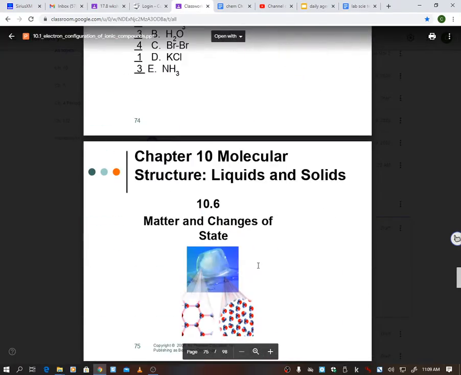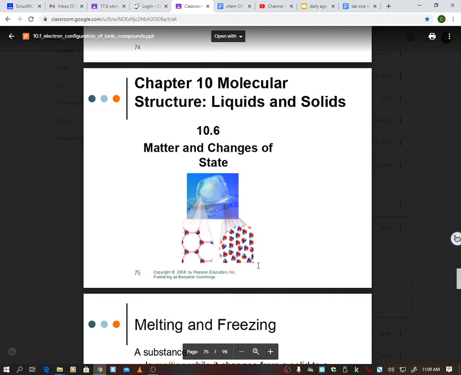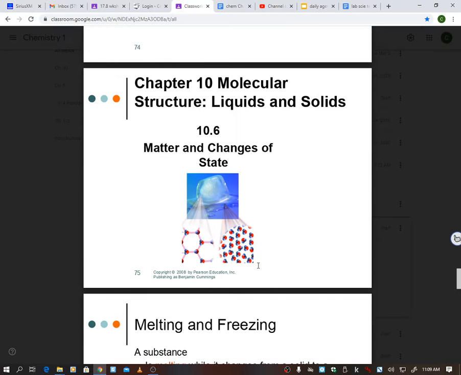Section 6. It kind of takes us in a completely different path than what we've been seeing. We've been doing basically shapes and what kind of forces are holding those shapes together. And this is going to talk about matter and the changes of state. So changes of state being solid, liquid, gas. And then we're seeing how these are held together.